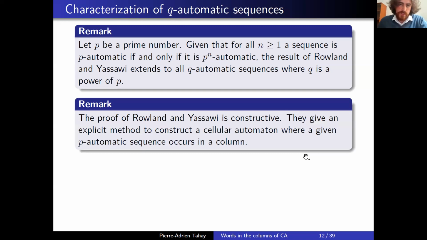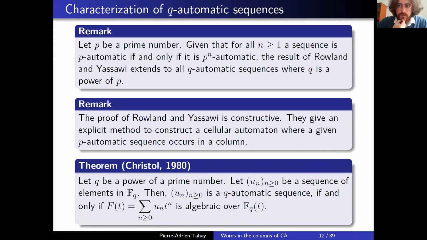And moreover, the proof of Roland and Yassawi is constructive because they give an explicit method to construct a cellular automaton to build a given p-automatic sequence. With the method, you get an explicit cellular automaton where the given sequence occurs in a column. The construction uses the theorem of Christol. We say that the sequence is a q-automatic sequence if and only if the generating function of this sequence is algebraic over F2.